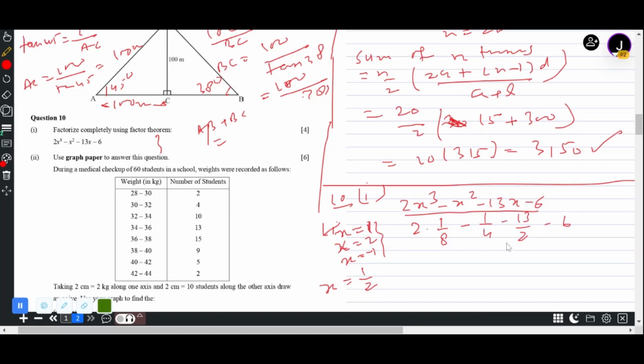This is the sum. What we'll do is presume x is equal to 1. If you put x is equal to 1, what happens? 2 minus 1 minus 13 minus 6. It is not becoming 0. So put x is equal to 2. x is equal to minus 1. We are trying to find a factor. Okay. So none of these are working out. It doesn't become 0. Now we will try x is equal to 1 by 2. Let's see. 2 into 1 by 8 minus 1 by 4 minus 13 by 2 minus 6. No, it's not working out.